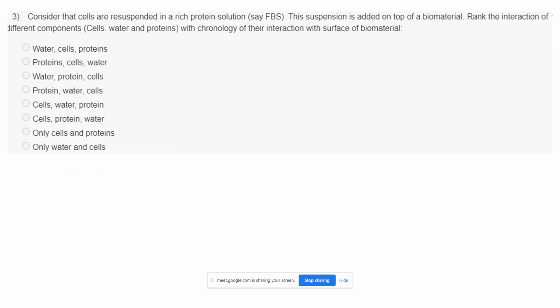So let's move on to the next question. The next question is, consider that cells are resuspended in a rich protein solution, say FBS. This suspension is added on top of a biomaterial. Rank the interaction of different components, that is cells, water and proteins, with chronology of their interaction with surface of biomaterial.